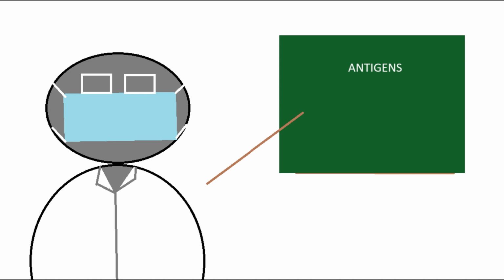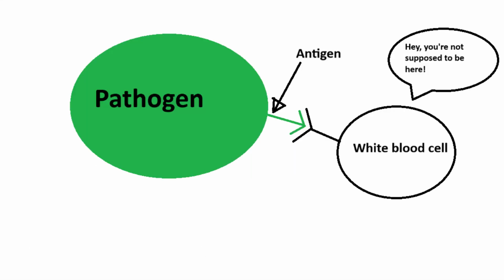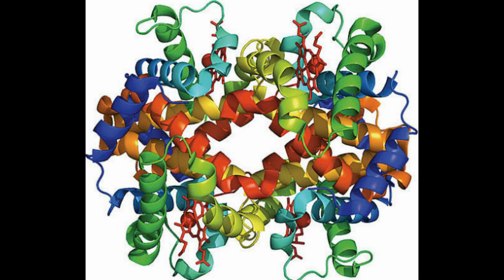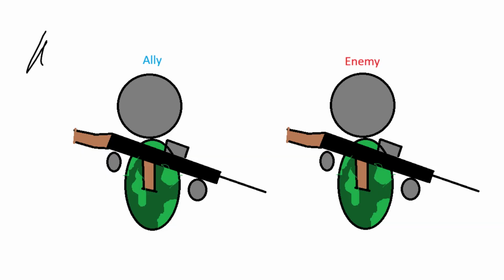Now, one important definition is antigen. Now, an antigen is a toxin or any foreign substance that your immune system recognizes to trigger an immune response. One example being proteins on the cell surface. Antigens are similar to how, if you've ever played any video games, how your enemies are marked with a red name. Now, onto the topic.